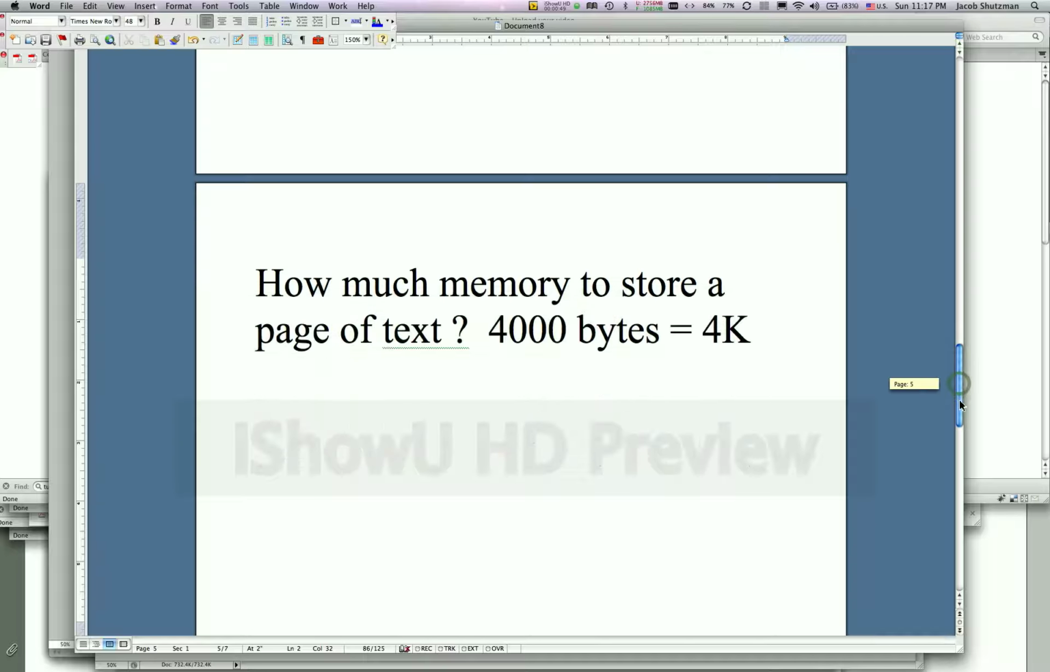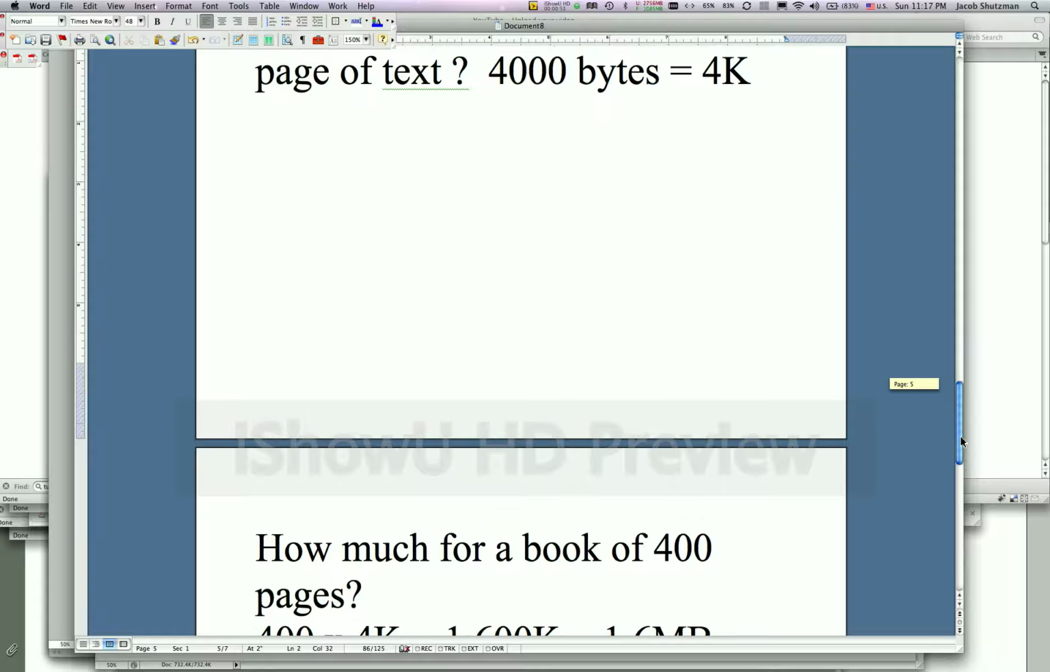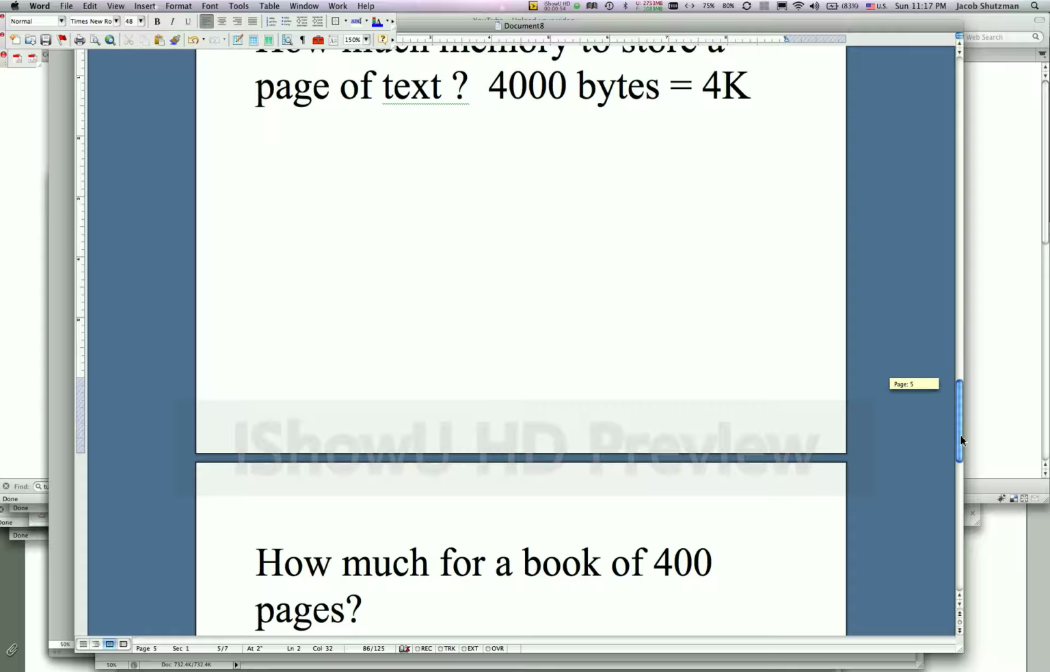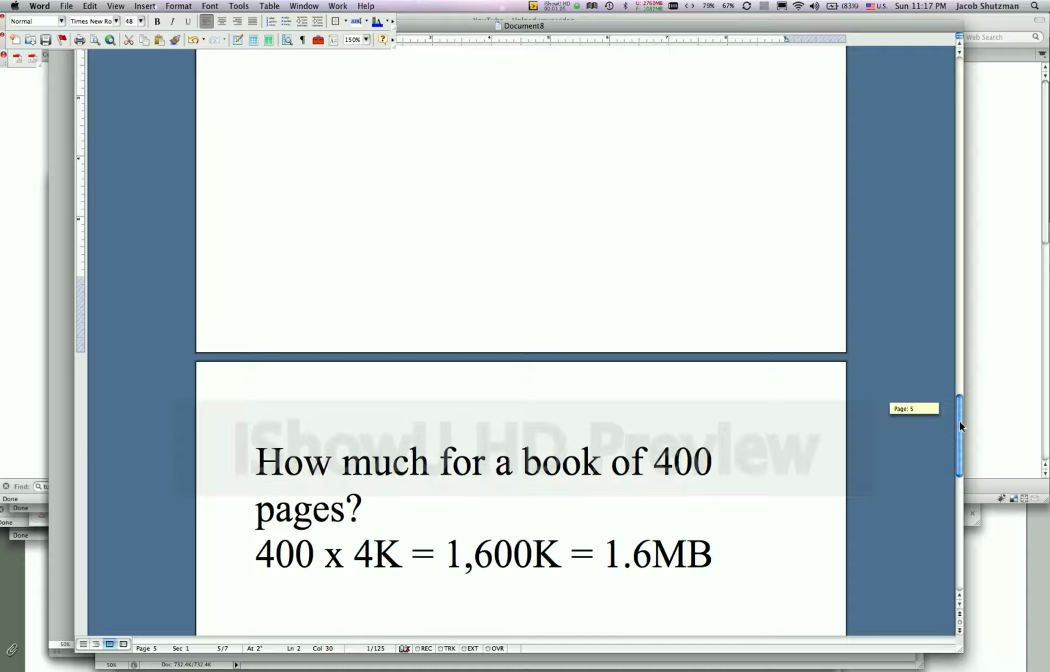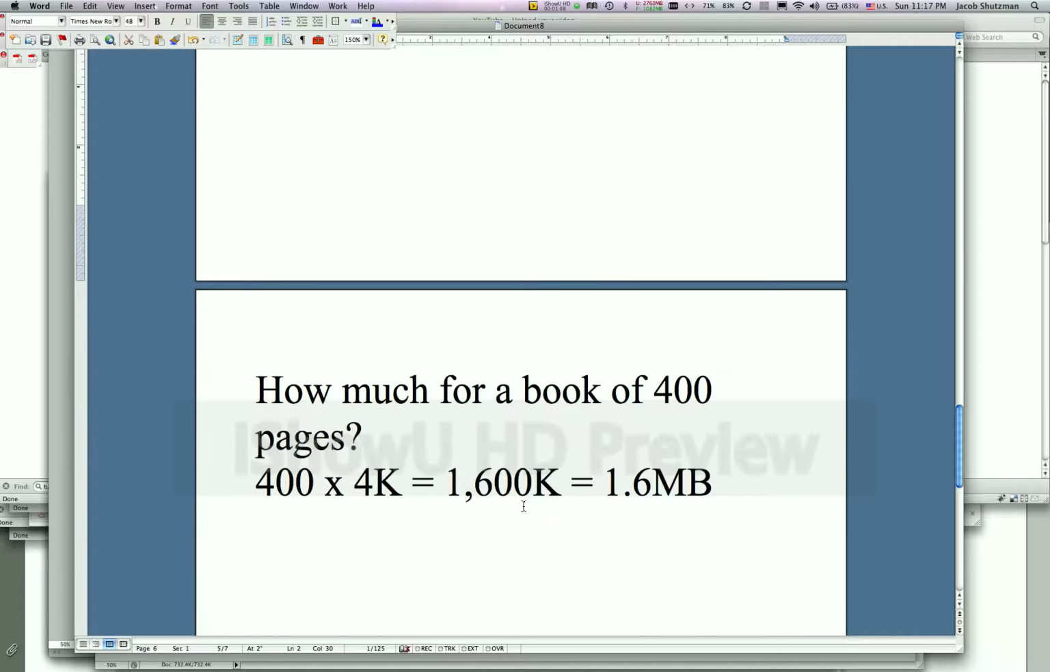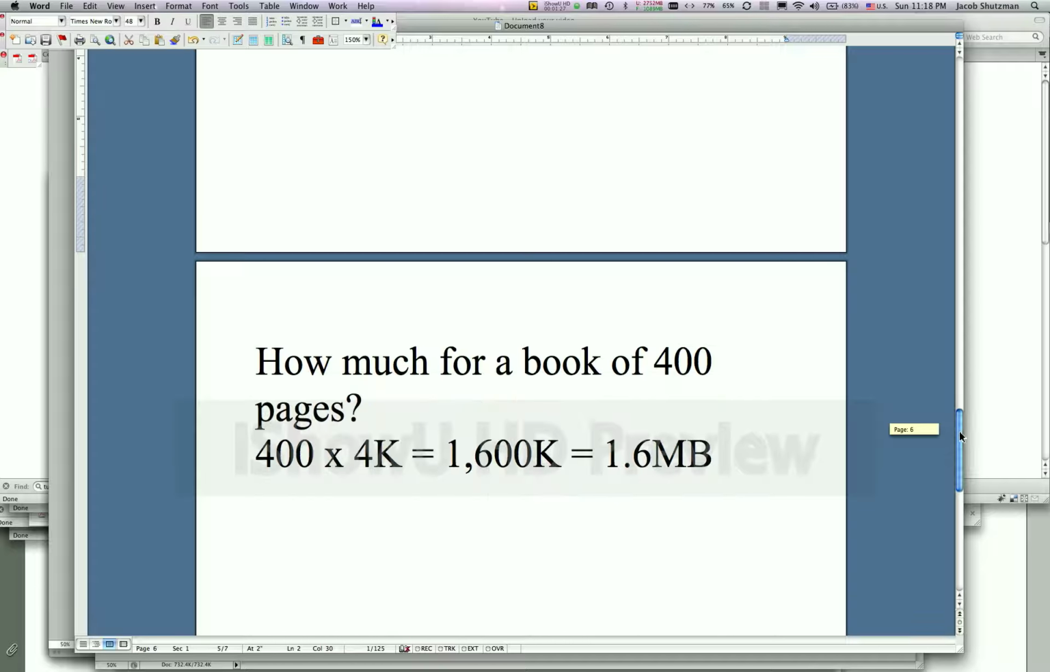Okay, so the next question is how much memory we need for a book of 400 pages. So this is simple. If we have one page that's 4K, then all we have to do is 400 times 4K, and we get 1600K, which is 1.6 megabytes. Megabytes, as you remember, is million bytes, or 1000 times 1000 bytes. So a book can be stored on 1.6 megabytes of memory.